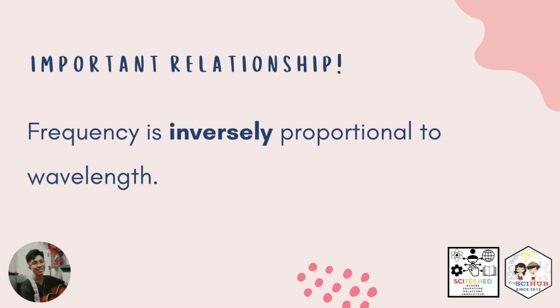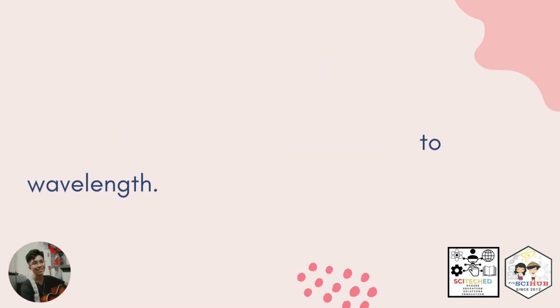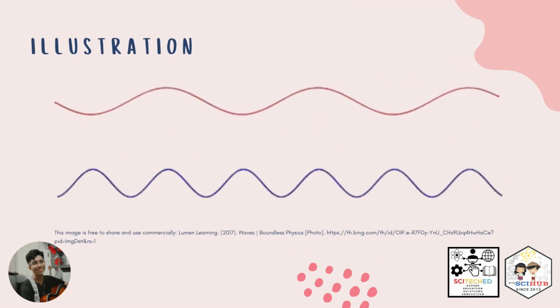As you can see on the screen, we have here an illustration of a wave which is familiar to you since you encountered this in the previous lesson. Now, let us compare red and violet. Which do you think has a longer wavelength? Is it the red wave or the violet wave? As we can see, the red wave has a longer wavelength, right?